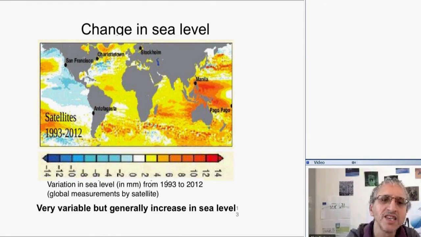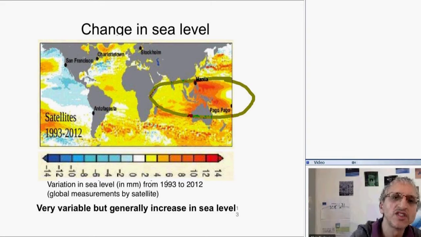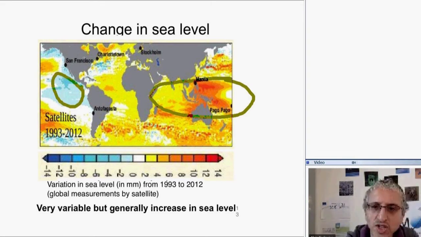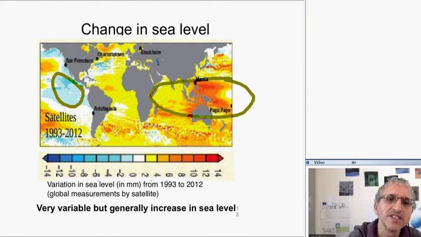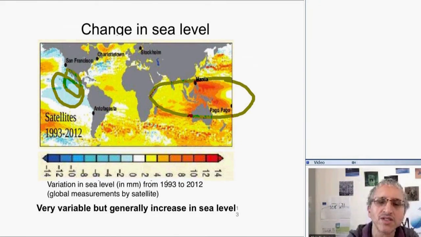So what you are seeing here on this figure is a variation in sea level in millimeters. It's very accurate. We can detect sea level change in millimeters, okay? So in red is when you've got an increase, and in blue is when you've got a decrease. So what you see, again, spatially, it's very variable, okay? Most of the surface is in red and yellow, so it means that globally it's increasing. But you've got some areas in blue here where the sea level is decreasing, okay? Very variable, but generally increasing in sea level.